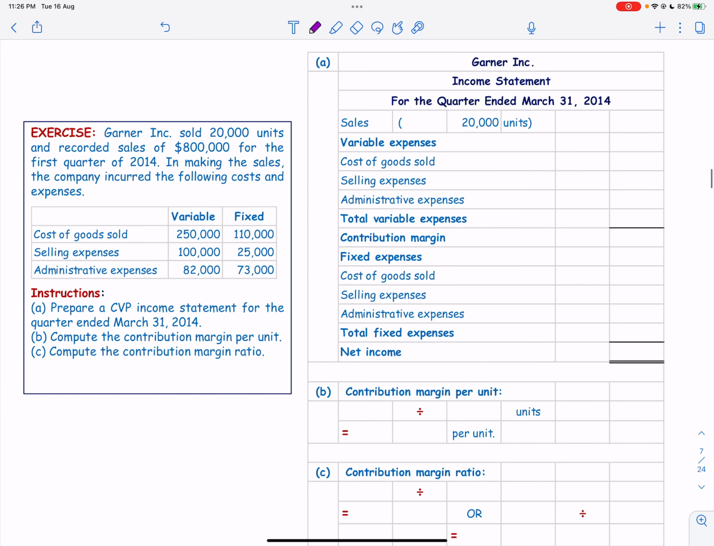Let us look into an exercise. Garner Incorporation sold 20,000 units and recorded sales of 800,000 for the first quarter of 2014. In making the sales, the company incurred the following cost and expenses. We have the variable cost and we have the fixed expenses. So we have to prepare a cost, volume, profit income statement. We start with the sales, and the sales is 800,000.